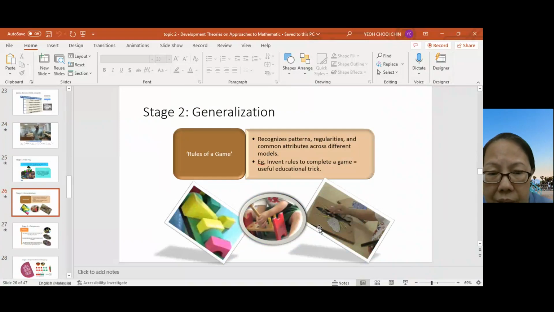Okay, the rules of a game. You generalize the rule of a game. You're supposed to do this, do this, do this. Recognizes patterns, regularities, common attributes. Everybody must follow. You cannot do on your own. You invent rules. There is a rule to the game.